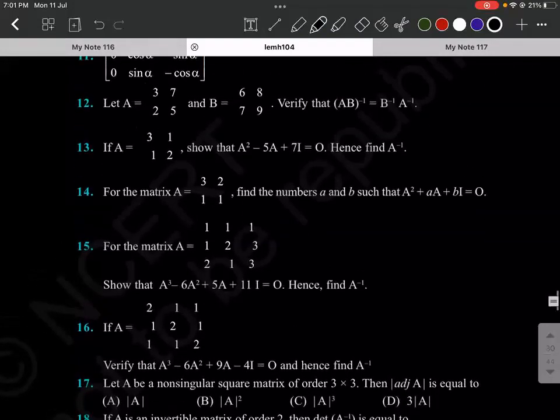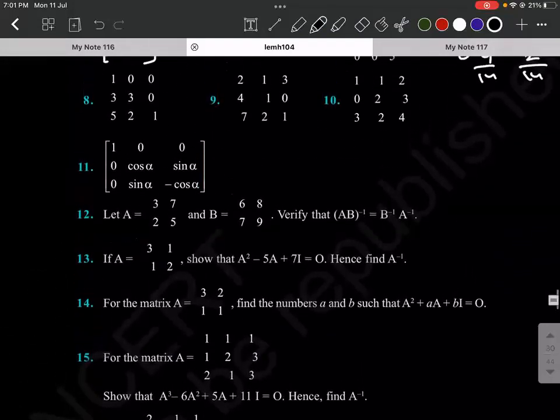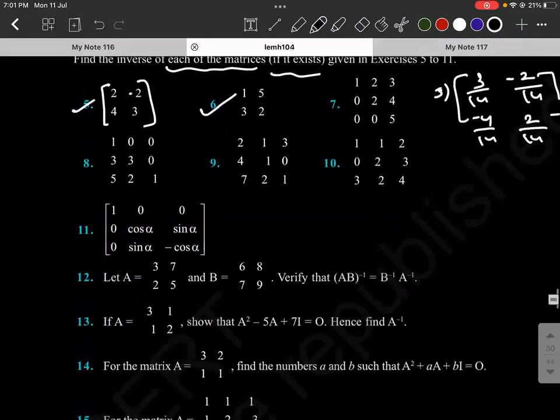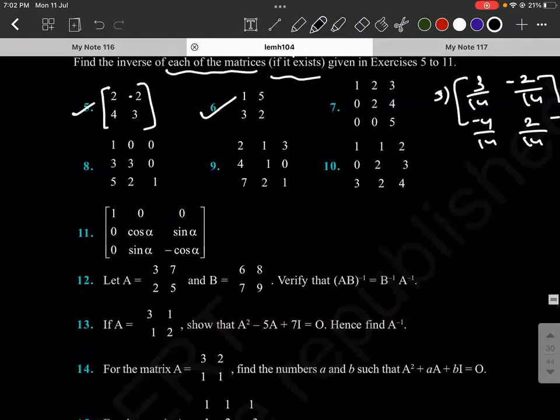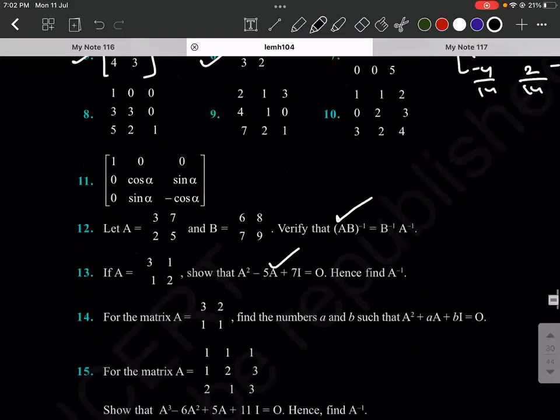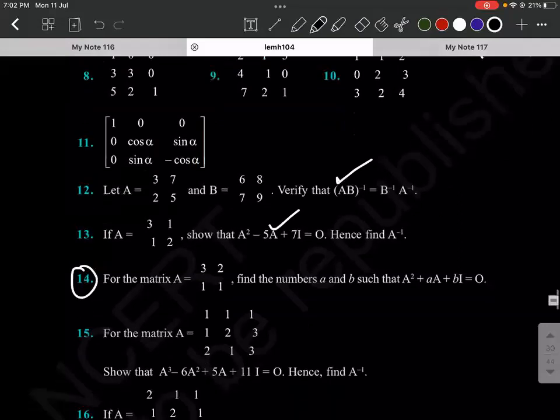But if you see, all the models are already covered. So we saw this one also, no? AB inverse is equal to B inverse into A inverse, that model we have seen. Similarly, when you have an equation which is equal to 0 matrix, from that you need to find the A inverse, that also we have seen. So the only problem that is new is the 14th one. They have given you a 2 cross 2 matrix and an equation: A square plus small a into capital A plus small b into I is equal to 0. From there, find small a and small b. That you can do.